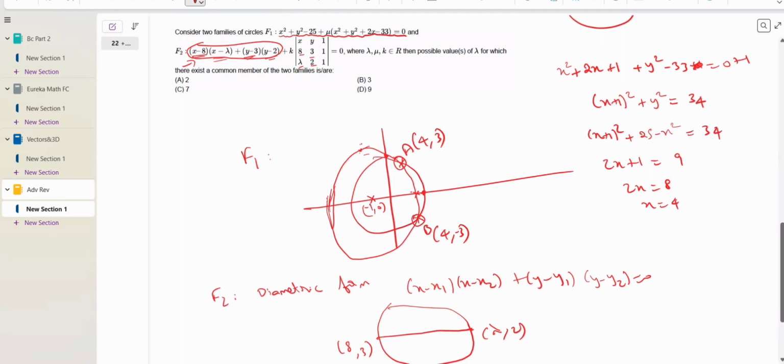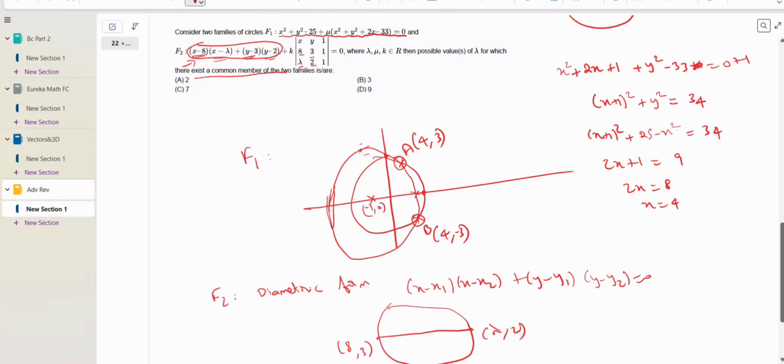So that means, as an equation, you can equate them. For some value of mu, lambda, and k, both the circle equations will be the same. If there is going to exist a common member, then for specific values of lambda, mu, and k, the circle equations should be equal to each other. That means its center will be the same, and its radius will be the same.